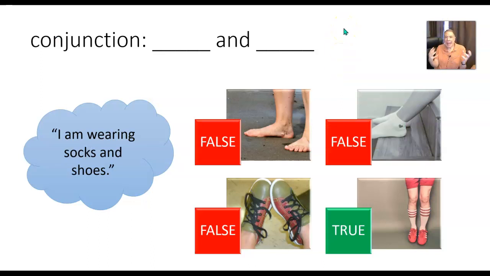First of all, an and statement, where you say something is true and something else is true, is called a conjunction. And in order for the whole thing to be considered true, both parts have to be true. So for example, if I say, I am wearing socks and shoes, both parts have to be true. I have to be wearing socks and I have to be wearing shoes. If I'm just wearing one or the other, or neither, that's a false statement.